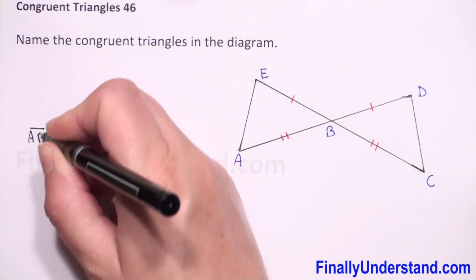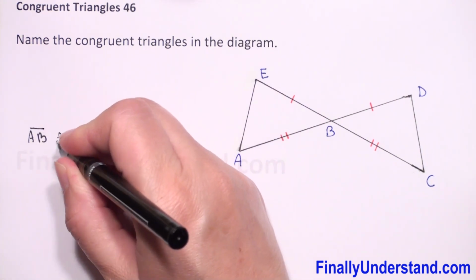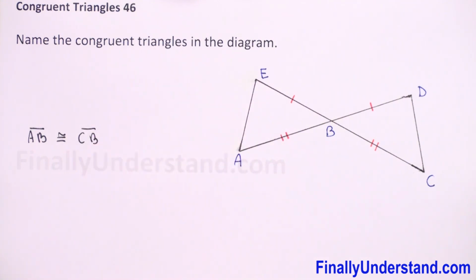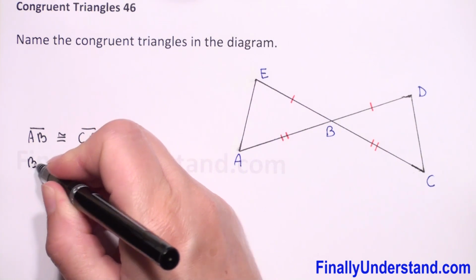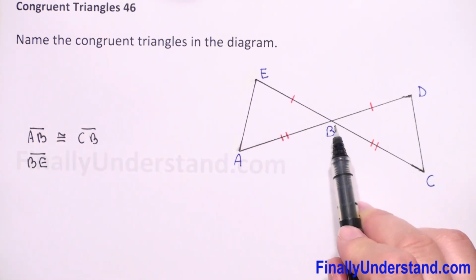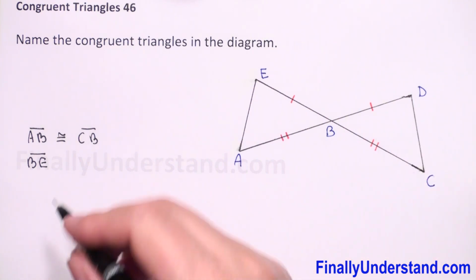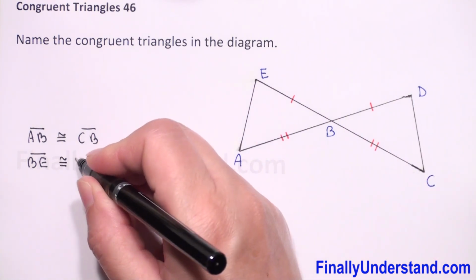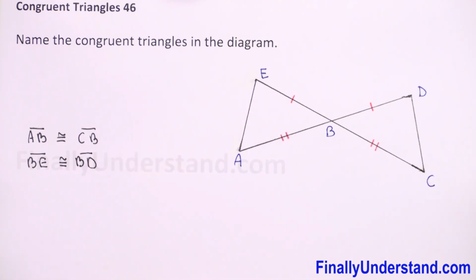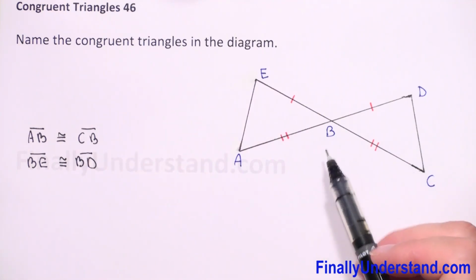AB segment is congruent to CB. What else we have? That BE is congruent to BD. What else we have here?